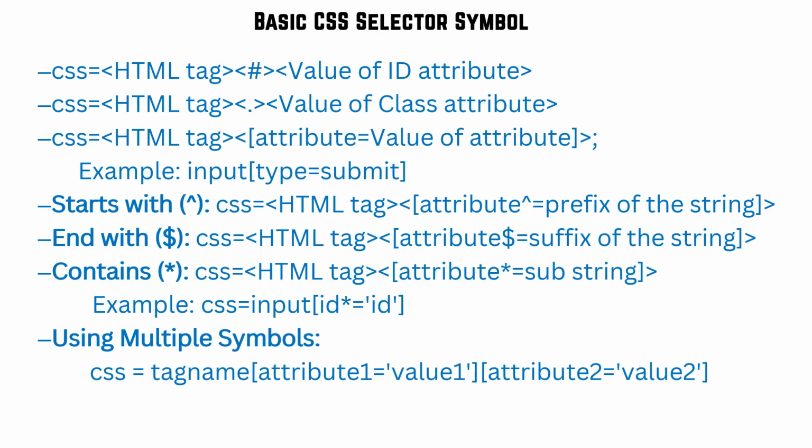And CSS similarly, in case we know the ID or class name, we can easily create the CSS selector: tag name hash ID, or tag name dot class name. In case you know the attribute, tag name, square bracket, attribute equal to value. You can use multiple attributes as well. You can create the CSS selector with starts-with: tag name, square bracket, attribute caret sign equal to the prefix of the string. Ends-with: tag name, attribute dollar sign, suffix of the string. Contains: tag name, attribute star, substring.